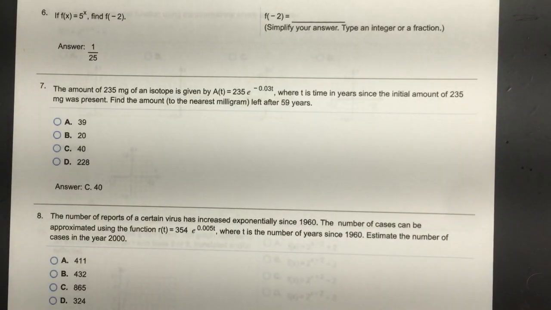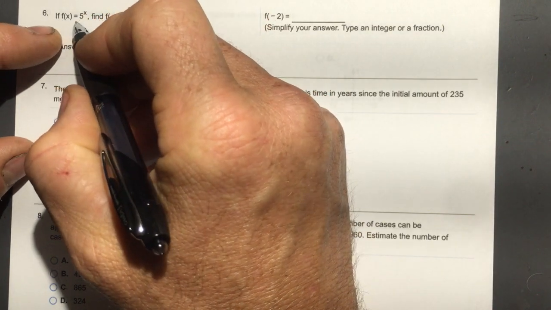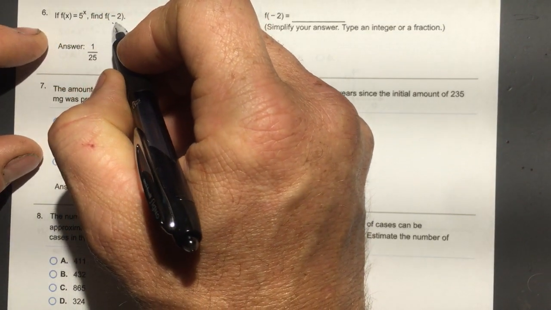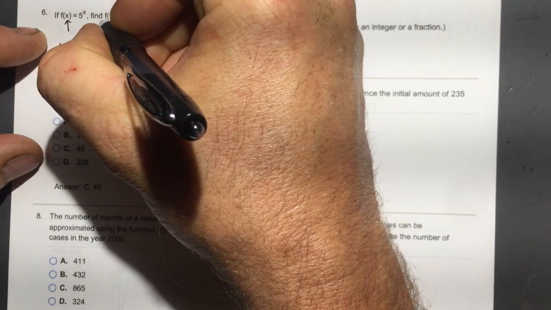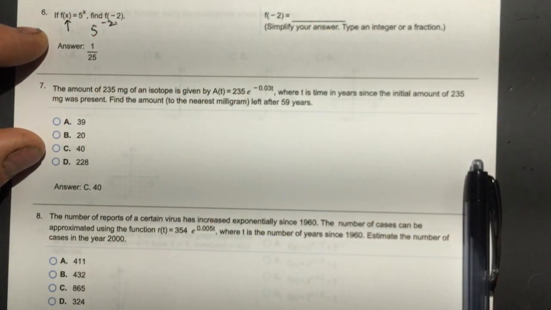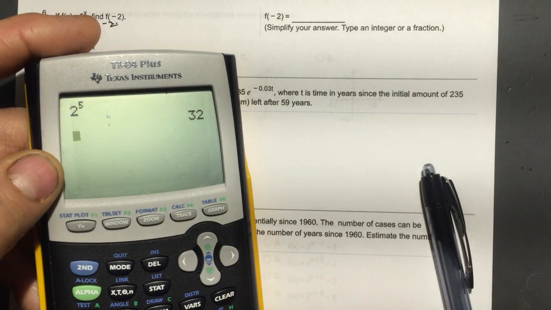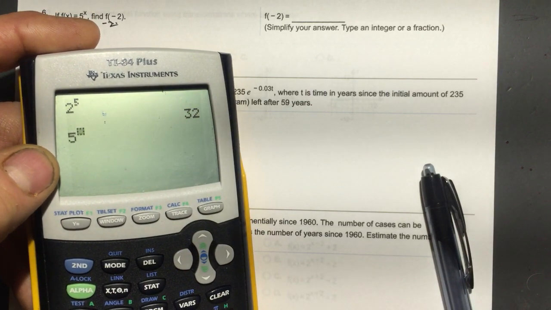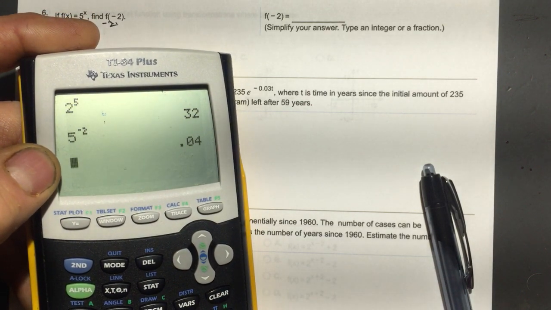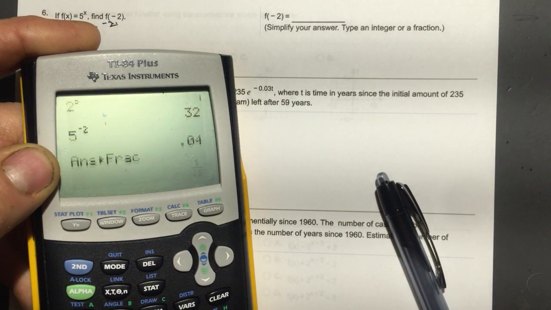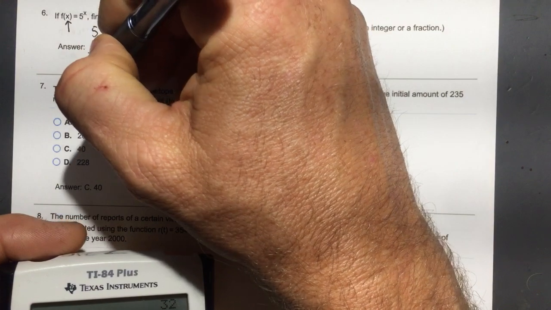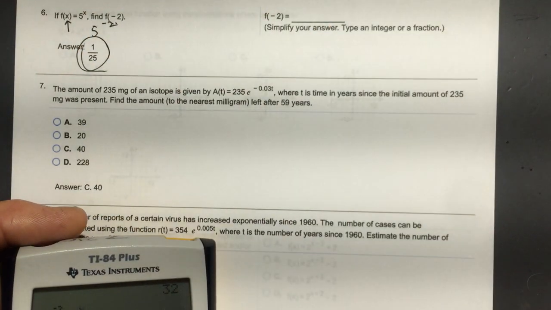All right, number 6. All right, so we have another one. F of x is 5 to the x, find f of negative 2. So I'm going to put negative 2 in for x, which means I'm going to have 5 to the negative 2 power. All right, so when I do this, I'm going to have 5. I hit my exponent button. I'll just hit negative 2, and there you go. It's 0.4. Now, I think it wants a fraction, so I'm going to change it to a fraction, which is 1 over 25. And there's my answer right there.